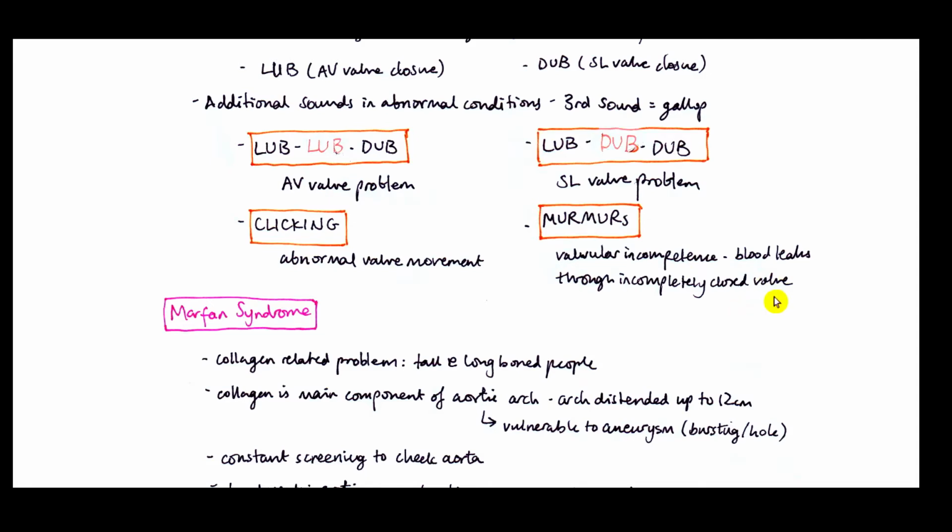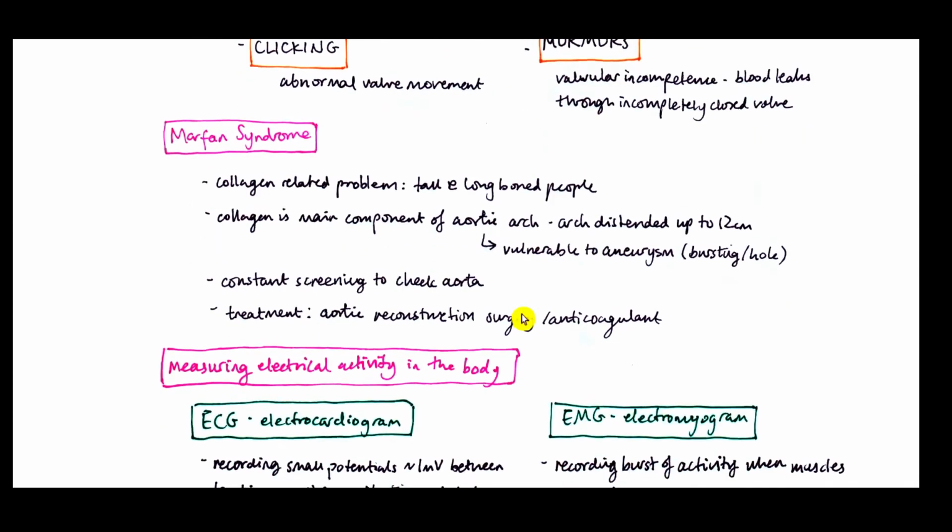So you might hear a whoosh, which signifies that the blood is not being completely emptied and some is leaking. Marfan syndrome is a collagen-related problem, so some symptoms are very tall and long-boned people, and this is a problem because collagen is a main component of the aortic arch, and this arch can be distended up to 12 centimeters in Marfan syndrome, which means that it's vulnerable to aneurysm, which is bursting or having a hole, and this is deadly because it causes massive blood loss and internal bleeding from the aorta, which is not good.